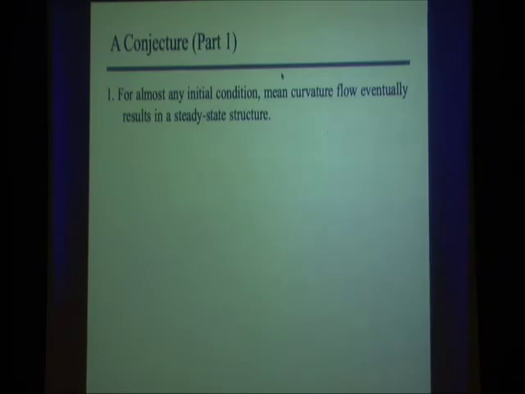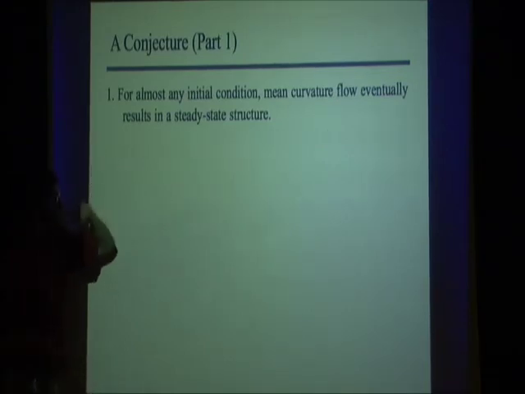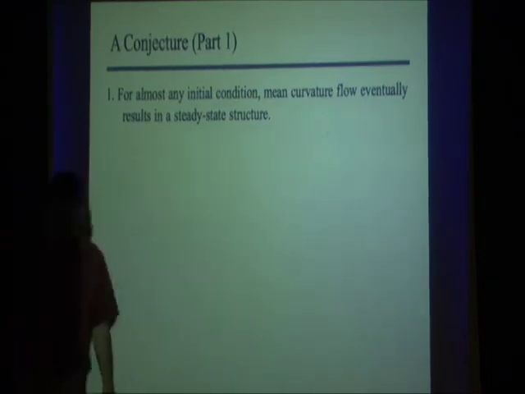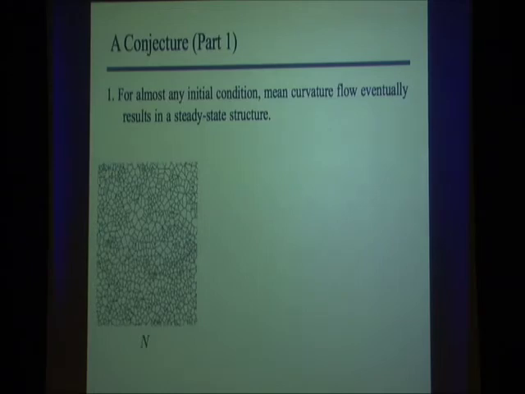So here's our conjecture. We can't prove this. We have no idea how to go about proving this. But one of the things that we see is that for almost any initial condition, meaning the cases where this is not true look like they're a set of measure 0, and you have to qualify the statement with Bob's comment, mean curvature flow eventually results in some kind of steady state. Can you define steady state? Not precisely. That's part of the issue. So we start with this structure. This is a Voronoi tessellation from points taken from a uniform distribution. We work on the 2-torus to deal with the boundary conditions.